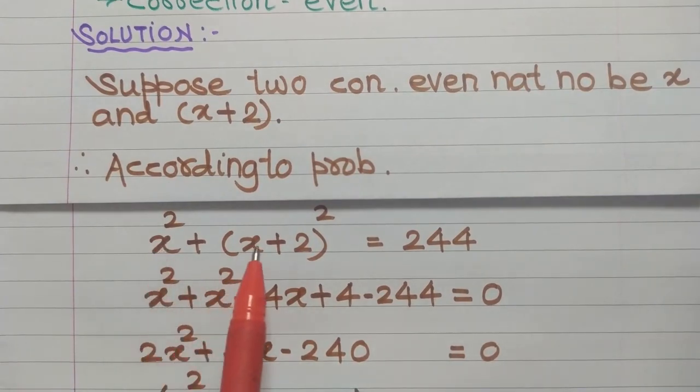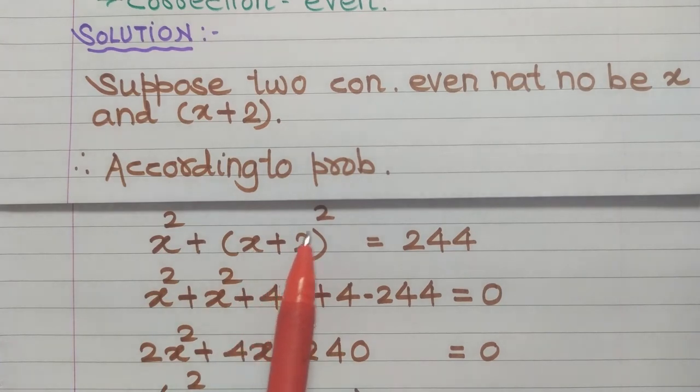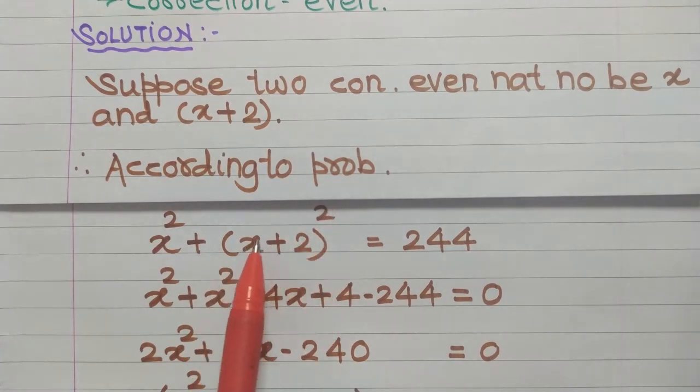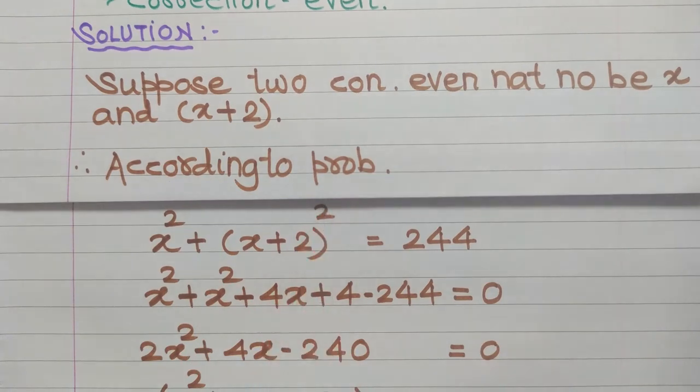x square as it is. Now let us open x plus 2 whole square as a plus b whole square. So it will be a square plus 2ab, so 2 into x into 2 becomes 4x, plus 2 square is 4. Now I have shifted this plus 244 to this side, it becomes minus 244 is equal to 0.